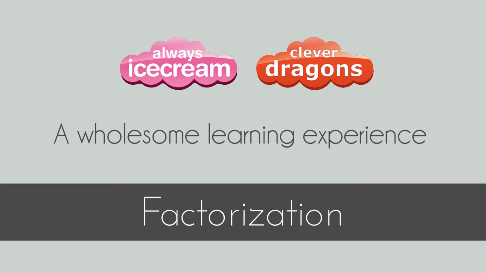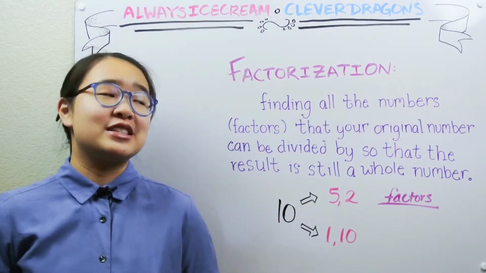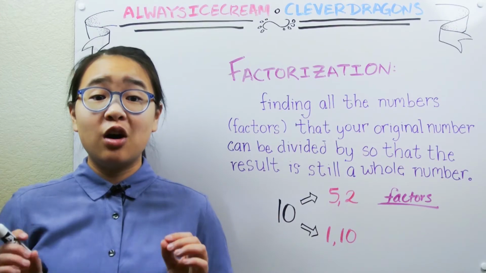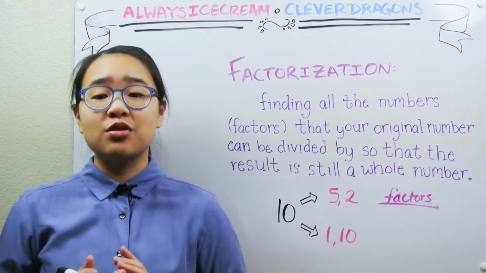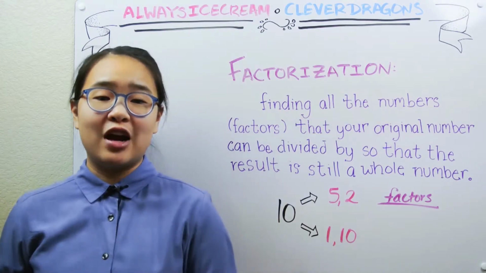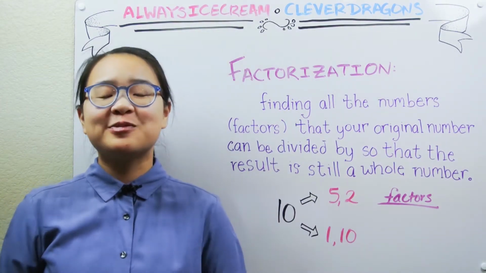In this video, we're going to talk about factoring, a helpful skill that will prepare you to master algebra and learn how to work with fractions. Factorization means that you take a number, for example, 10, and find all the whole numbers or factors that the number can be divided by so that the result is still a whole number and not a fraction. Another way of saying this is that the result has no remainder.